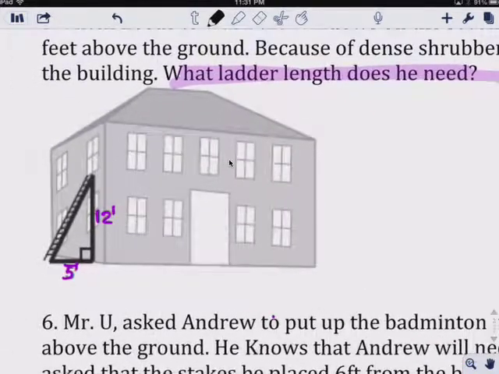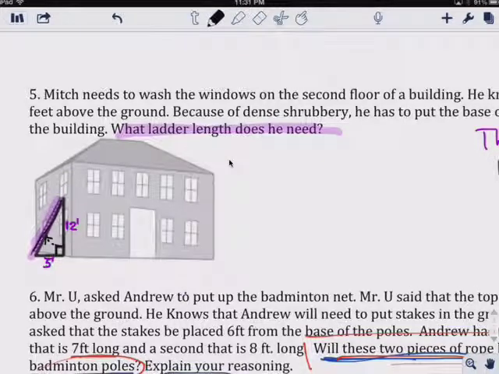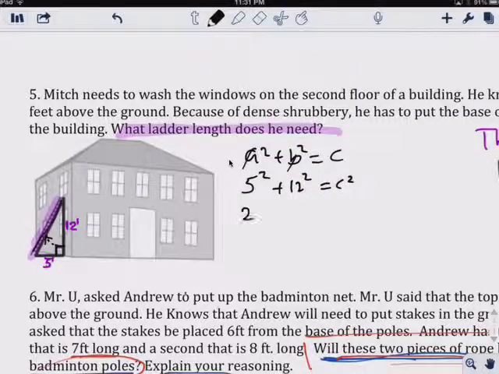So we're finding this ladder right here, if you didn't see that. We know the ladder is C because it's slanted and directly across from the 90 degrees. So A squared plus B squared equals C squared. So it's 5 squared for A, plus 12 squared for B, equals C squared. That's 25 plus 144 equals C squared. So that's 169 equals C squared.